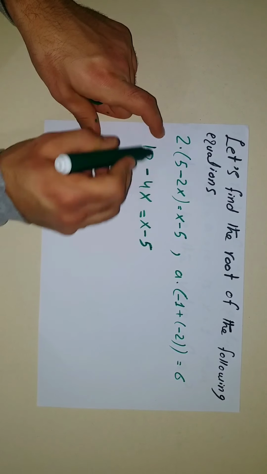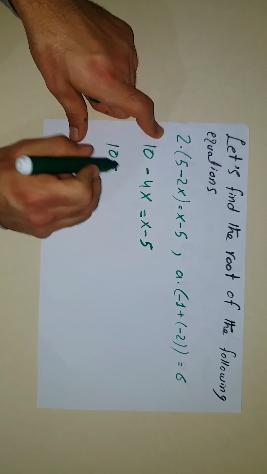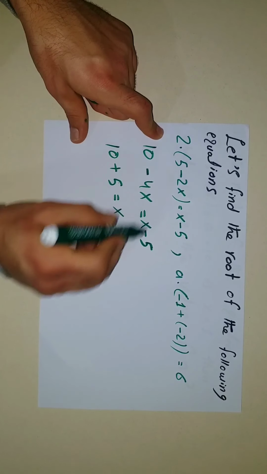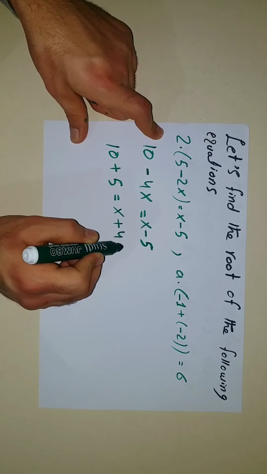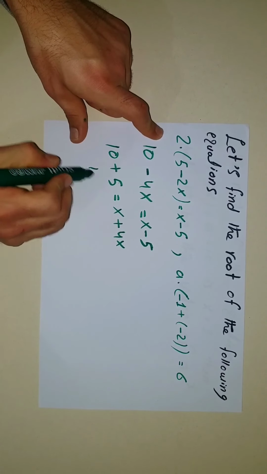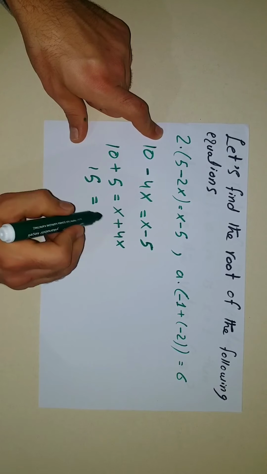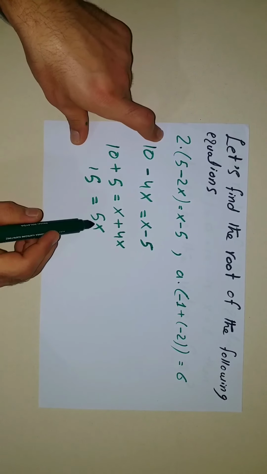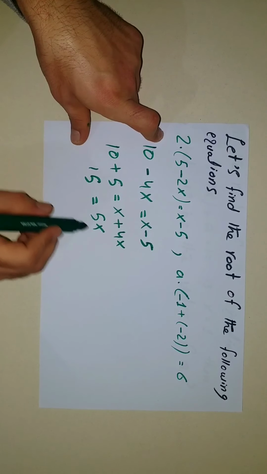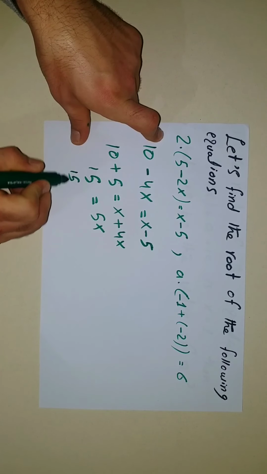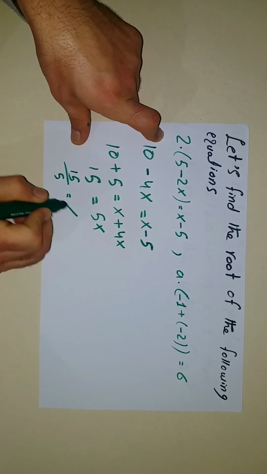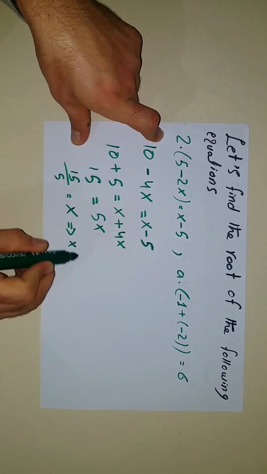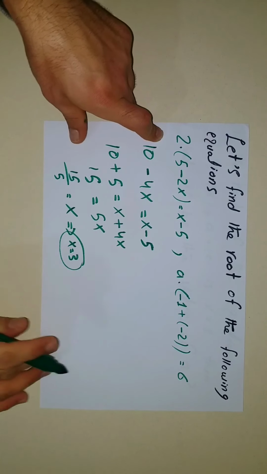So I will transfer this 5 to this side of the equation. 10 plus 5. x minus 4x will be plus 4x to the other side of the equation. So 15 and 5x. This 5 will go to the other side of the equation as a division. So the value of x is 3. The value of x is equal to 3.